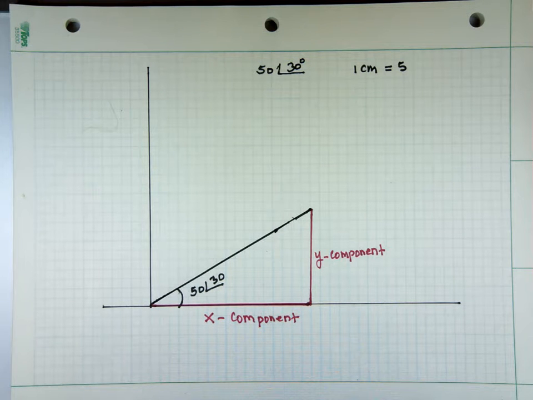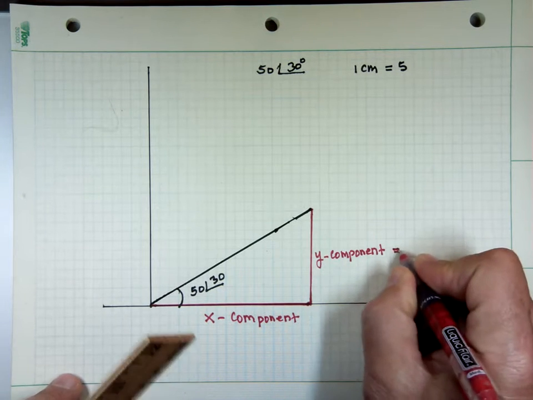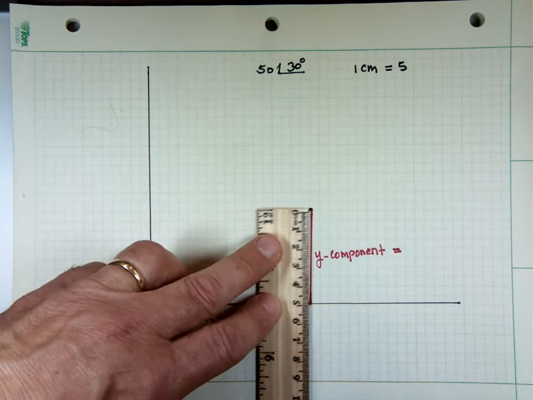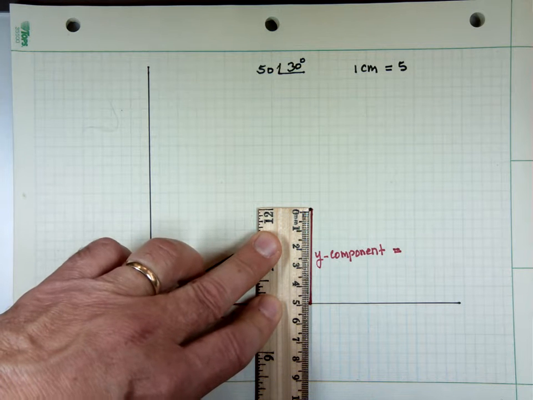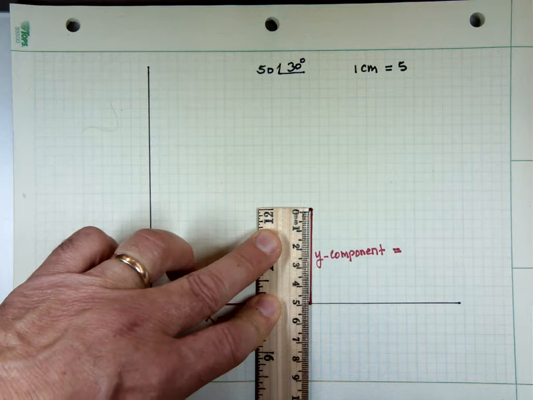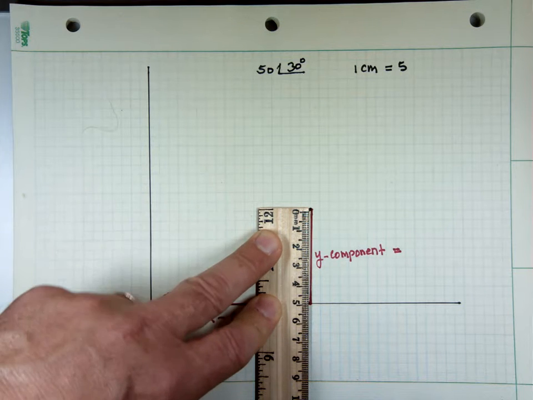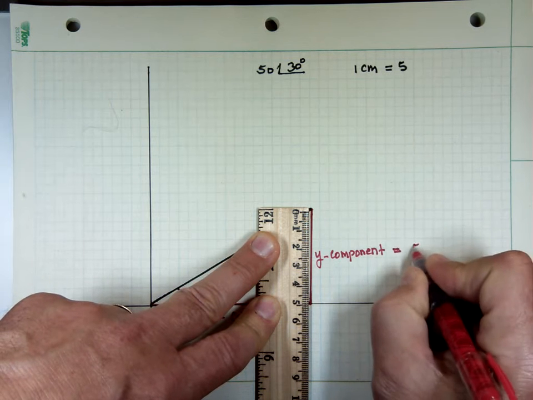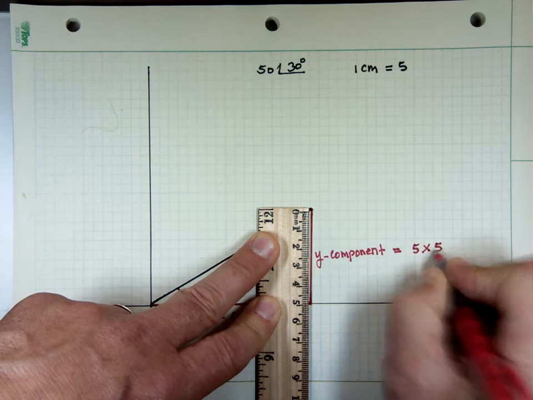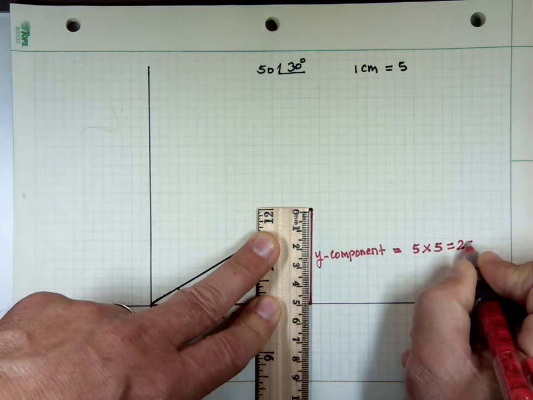And can we find the values from the picture here? Sure. What's the y component? Let's measure the length of that. That looks like 5 centimeters on mine. Does yours look like 5 centimeters? So the scale is what? 5. So it's going to be 5 times the scale, which is 5, and that will be 25 units.